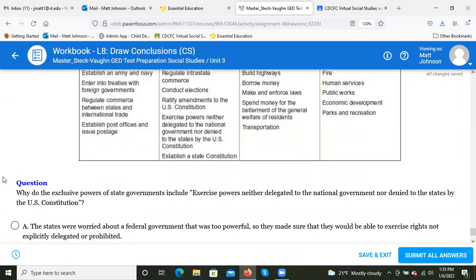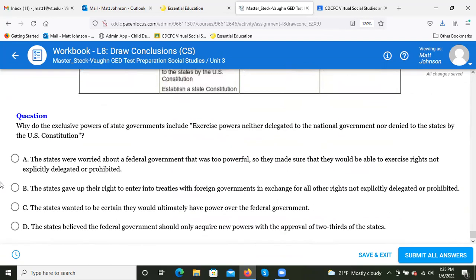Why do the exclusive powers of the state governments include exercise powers neither delegated to the national government nor denied to the states by the U.S. Constitution? A, the states were worried about a federal government that was too powerful, so they made sure that they would be able to exercise rights not explicitly delegated or prohibited. B, the states gave up their right to enter into treaties with foreign governments in exchange for all other rights not explicitly delegated or prohibited. C, the states wanted to be certain they would ultimately have power over the federal government. Indeed, the states believe that federal government should only acquire new powers with the approval of two-thirds of the states.